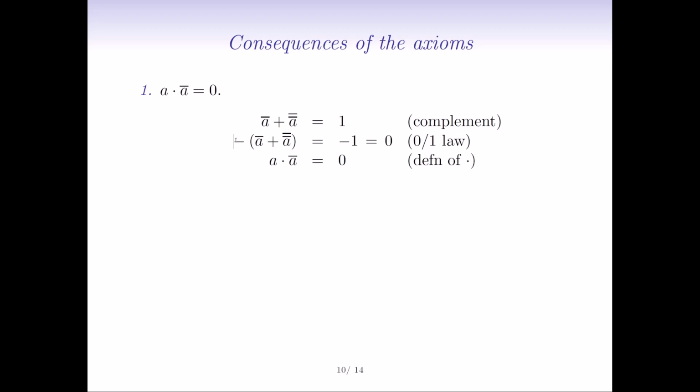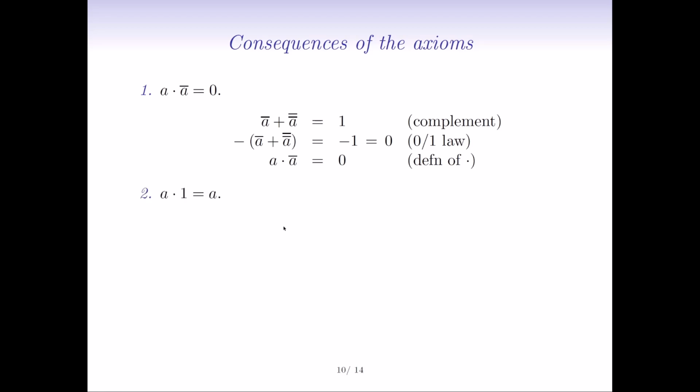And then if I just look at this left-hand guy here, I can see that by definition, this is exactly equal to a dot minus a, because remember that a dot b is minus a plus minus b. So if I take minus a for b in that equation, I get exactly this guy here. So that gives us a dot minus a equals 0, which is what we wanted.